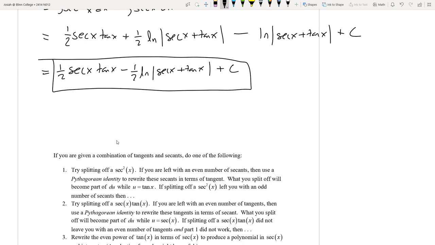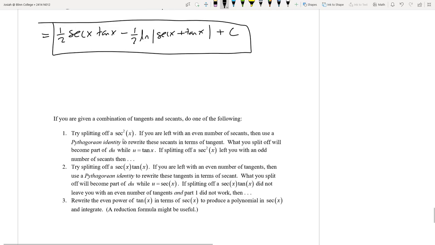If we are given a combination of tangents and secants, try splitting off a secant squared. If you are left with an even number of secants, turn them into tangents. This guy will be du, u will be tangent of x. If splitting off secant squared left you with an odd number of secants, you can try splitting off secant and tangent at the same time. If you have an even number of tangents, rewrite those tangents in secants. Same idea, u will be secant, du will be secant tangent.